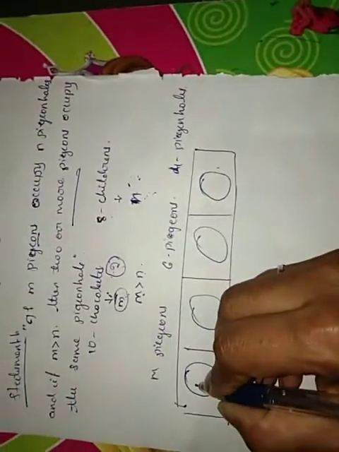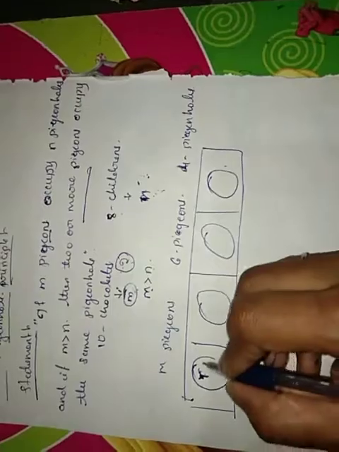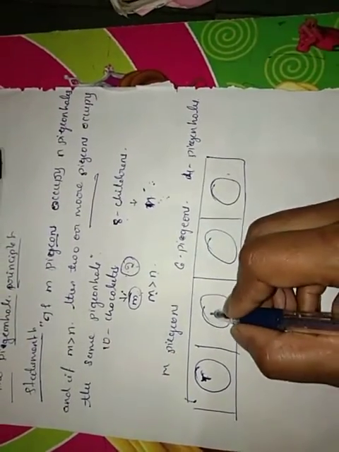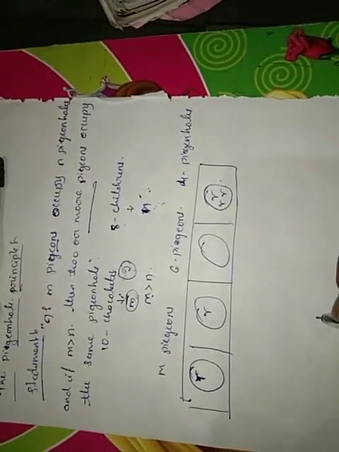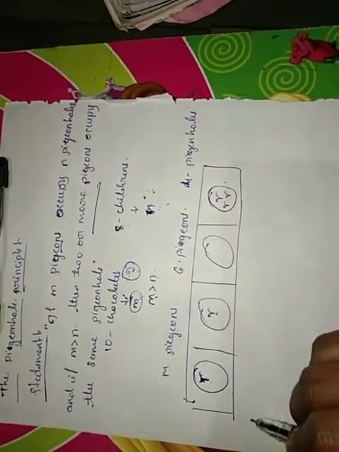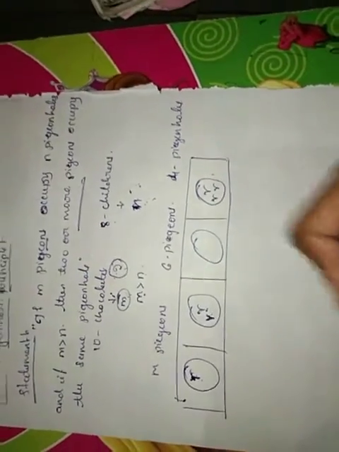Suppose you distribute 1 pigeon here, 1 here and 1 here, and 1 here. Then I still have 2 more pigeons, and I must place them in these holes as well. So at least one pigeonhole will have 2 or more pigeons in it. That is the meaning of the statement of the pigeonhole principle.